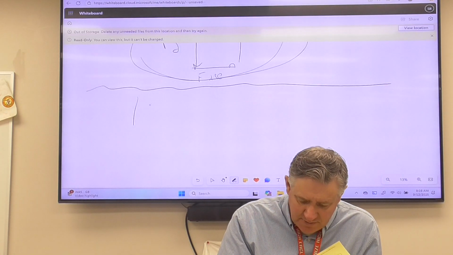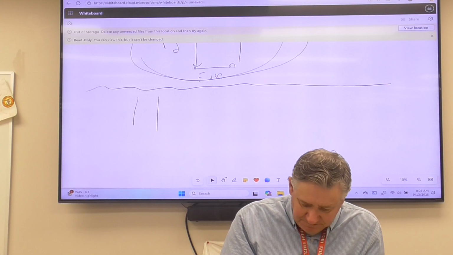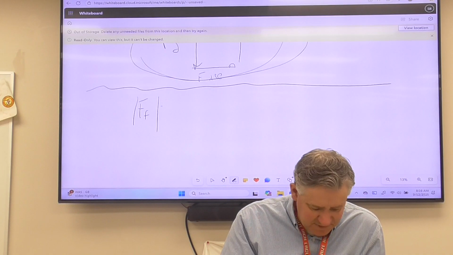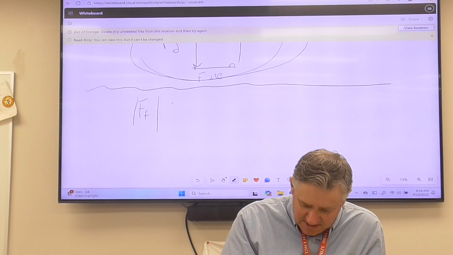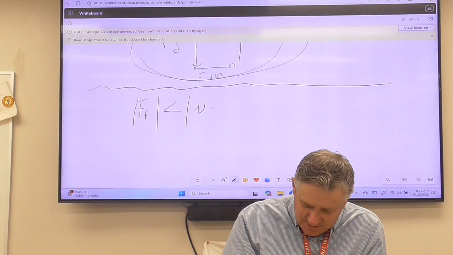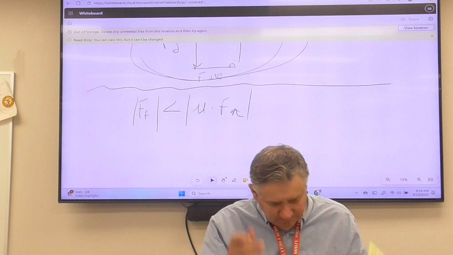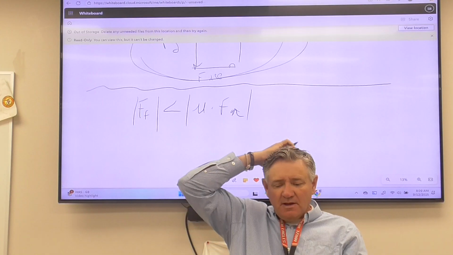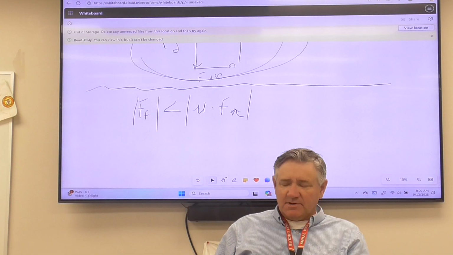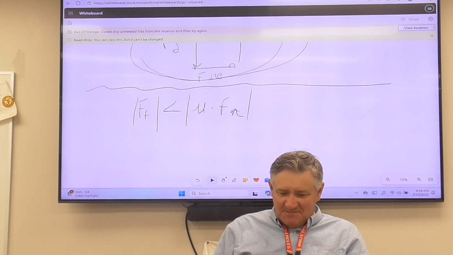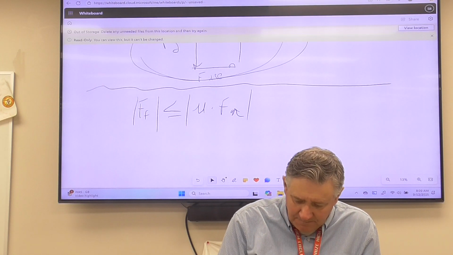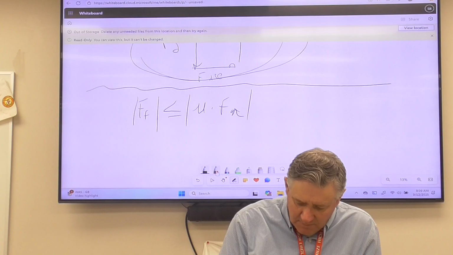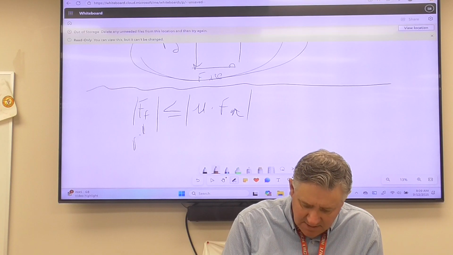So what you have on your equation sheet is this. The absolute value of force friction is less than or equal to mu times force normal. Okay? So, let me explain what all this stands for, because it looks like, wow, what is this? This doesn't make any sense. So, let's start with this. So this is your force friction, okay?